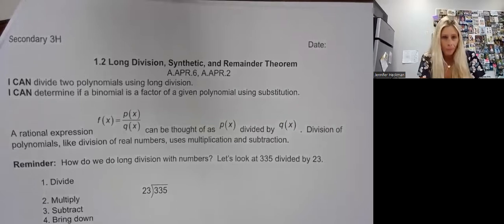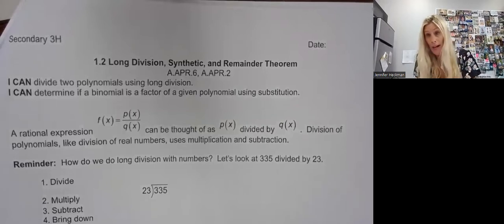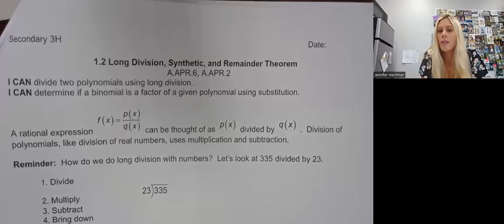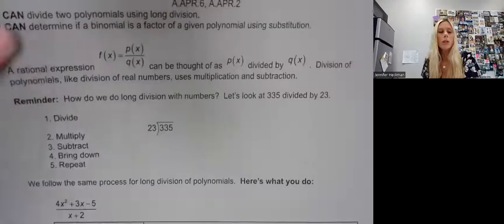So an expression of f of x equals p of x over q of x, really fractions, right? Those are quotients. Quotients are division, okay? So keep in mind that p of x will be divided by q of x. So the division of polynomials uses real numbers, so on and so forth, right? So let's do a little reminder.